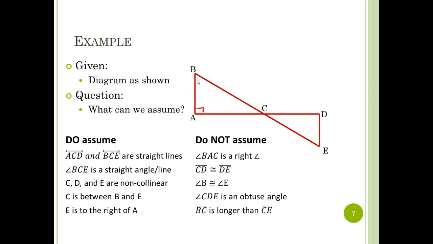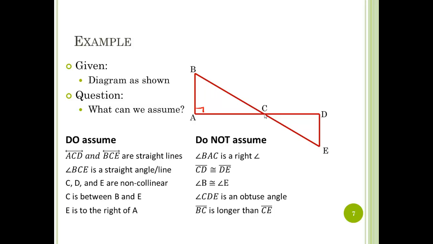We can assume that BCE is a straight angle, or line again. What we cannot assume is that CD is congruent to DE. I know it doesn't look like it here anyway, but even if they did, you can't assume it because it's not given. You can assume that C, D, and E are non-collinear because it's very obvious the 3 points are not on the same line. You cannot assume that angle B and angle E are congruent. They look like they are, but that doesn't necessarily mean that they are because, again, it's not given.